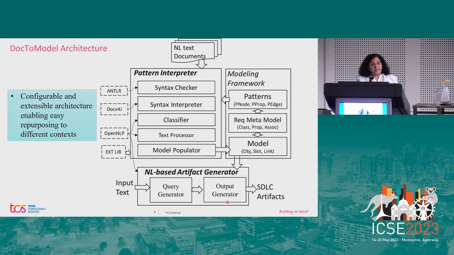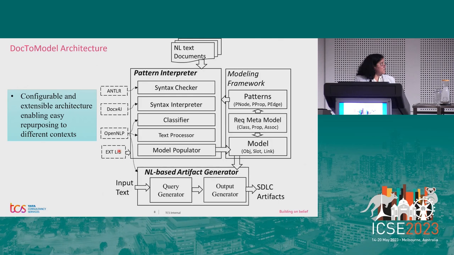This is the high level architecture of doc2model. You can see there is a pattern interpreter that takes the natural language document as input and a pattern as input. These patterns have a property node and edges, which specifies how each and every element in the pattern will be mapped with the document content. The pattern interpreter also provides various classifier functions, then text processing functions, and for complex text processing, it's possible to plug in an external library, which makes the entire architecture of doc2model extensible.